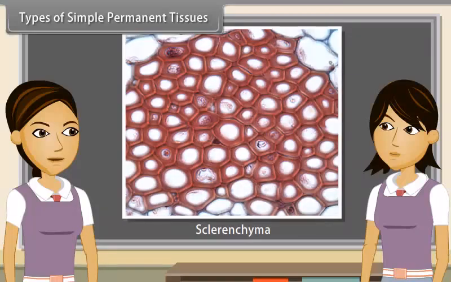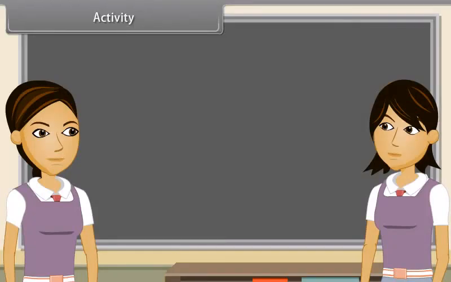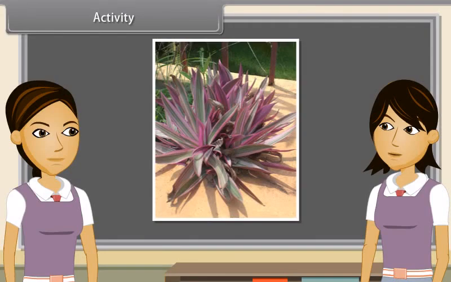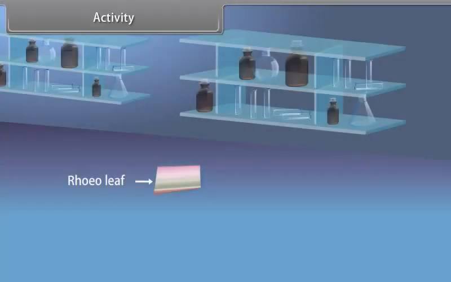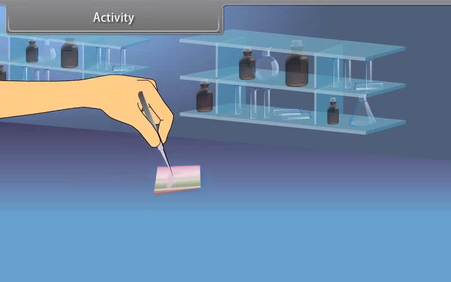Types of simple permanent tissues. On the basis of nature of cells, simple permanent tissues are of three types: parenchyma, collenchyma, and sclerenchyma. Parenchyma is made up of cells with thin primary walls that retain their protoplasm. Collenchyma is made up of cells with thick primary walls that retain their protoplasm. Sclerenchyma is made up of cells with lignified secondary walls that have lost their protoplasm at maturity, that is, are dead.